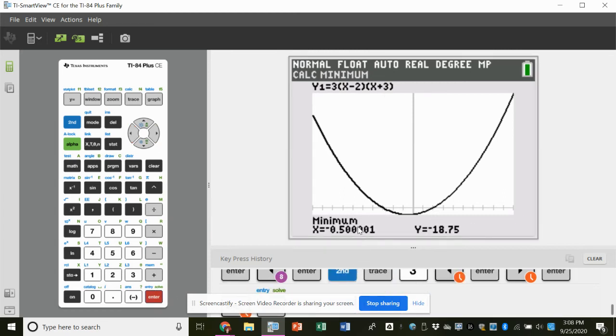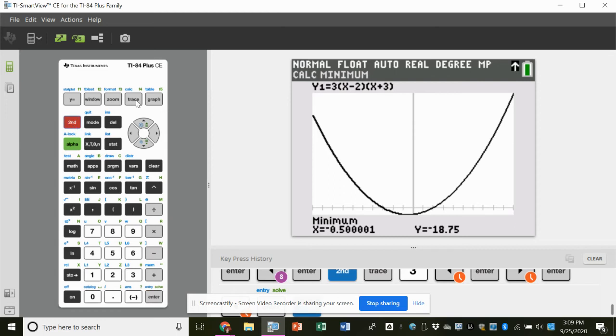And we can move the spider to our vertex to guess if we want to. And this tells us that our vertex is at -0.5 and -18.75. Our calculator doesn't have the greatest resolution, so when it gives us this 1 on the end here, that really isn't relating to our vertex most of the time. It's not a weird decimal expansion, it should just be -0.5.